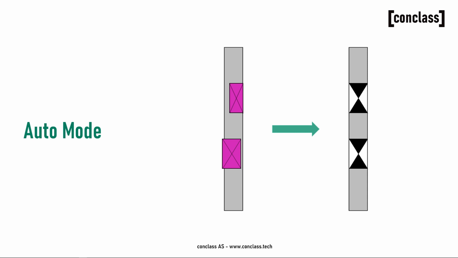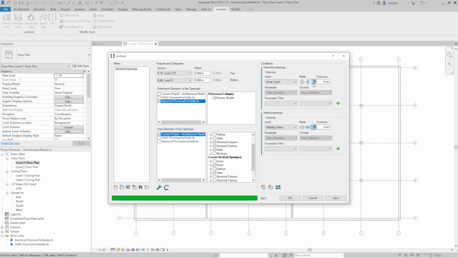ConVoid will automatically decide whether to create a penetration or a recess based on the geometry of the host and reference elements. We highly recommend going through the parameter filter section before selecting a mode.